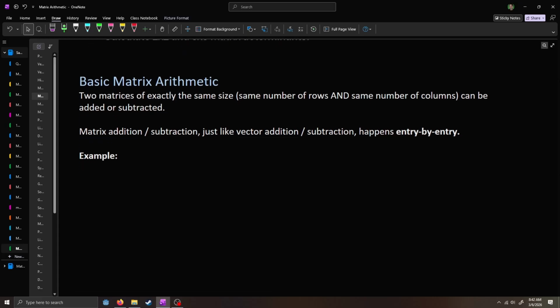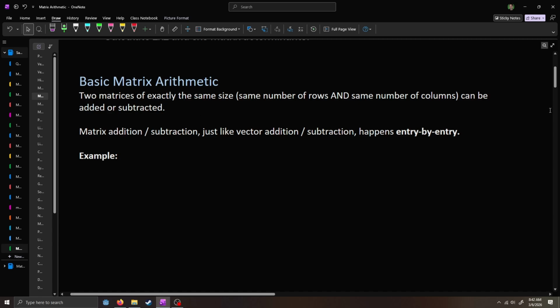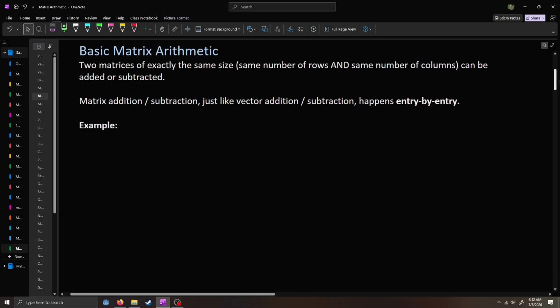Okay, so if you have two matrices of exactly the same size, two matrices that have exactly the same number of rows and exactly the same number of columns, two matrices that are compatibly sized can be added together or they can be subtracted from each other. And just like with vector addition and subtraction, if you're adding matrices or subtracting matrices, this is an operation that we do component-wise. So let me give you an example.